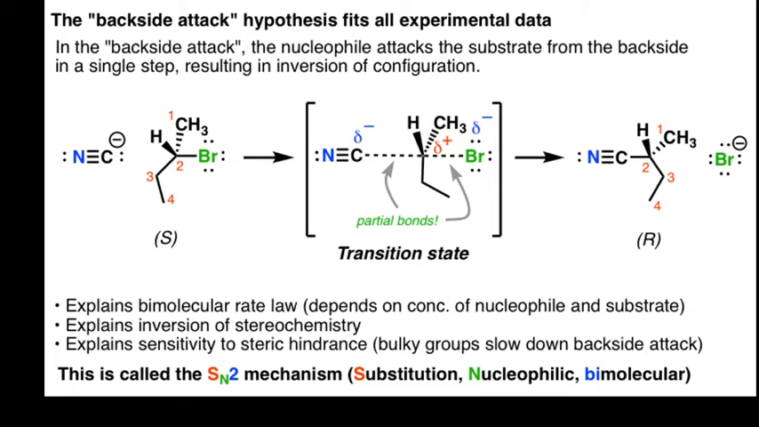Okay. It explains the bimolecular rate law, it explains inversion of stereochemistry, and it explains the sensitivity to steric hindrance. This picture explains the bimolecular rate law, because this is the rate determining step. It determines the rate of reaction, and it depends on two things, that is the incoming nucleophile and the substrate. Okay. So it is inversion of stereochemistry. As we have seen, it is S and the product is R. So this is called the SN2 mechanism. SN2 means substitution nucleophilic bimolecular.